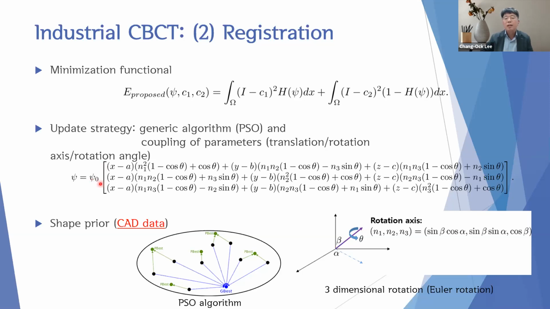That shape prior is the level set function from the CAD data, and psi is just the translation and three-dimensional rotation of the shape prior. Using that, we minimize this functional for the CT data. And in order to do this minimization, instead of the very standard gradient descent method, we use the PSO algorithm. PSO is particle swarm optimization. It's very easy to implement.